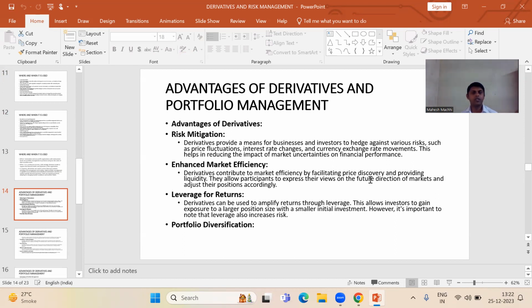Leverage for returns. Derivatives can be used to amplify returns through leverage. This allows investors to gain exposure to larger position sizes with a smaller initial investment. However, it's important to note that leverage also increases risk.